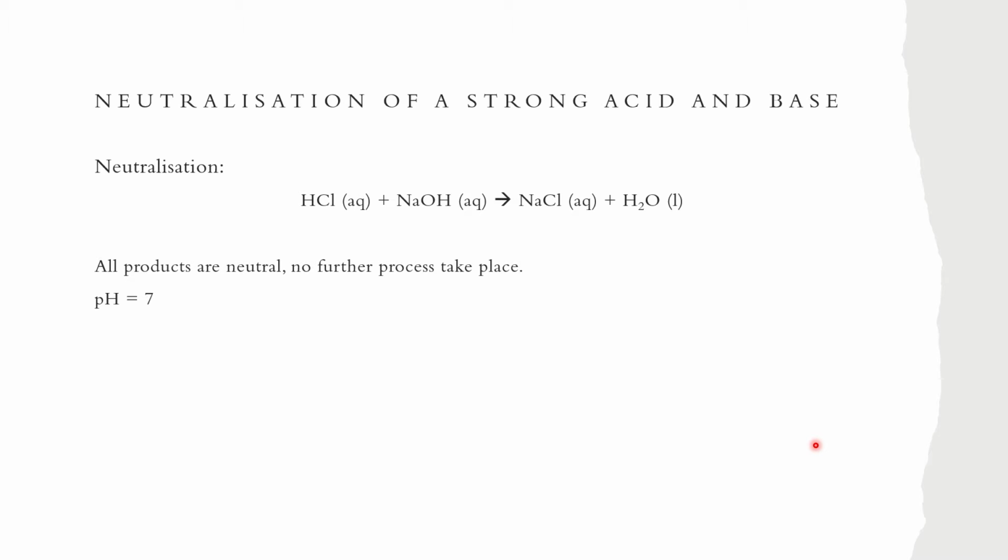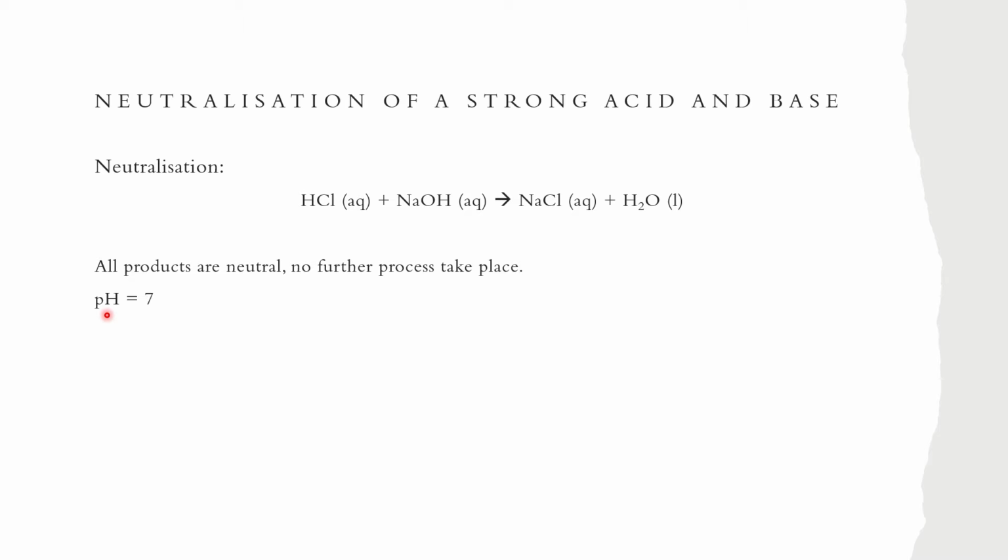When we're looking at neutralizing a strong acid and a strong base, the process is actually quite straightforward, and it's something that you've already seen in class. If we have a strong acid and a strong base, they simply neutralize each other, forming a salt and water. Those products should be neutral or very close to neutral, meaning that there aren't any further processes that take place. And that means that at the end, the pH is equal to 7.